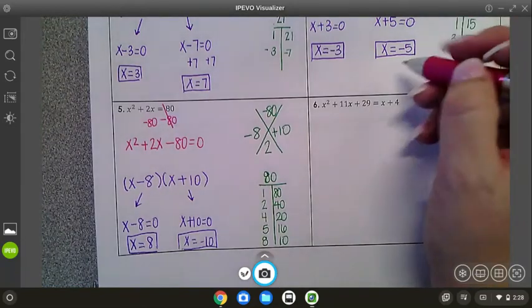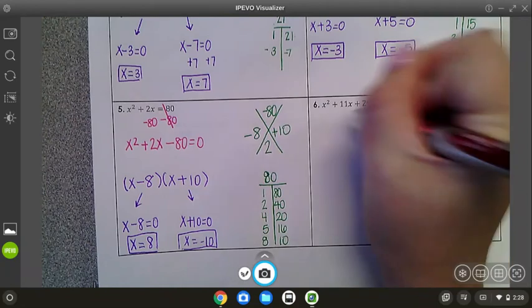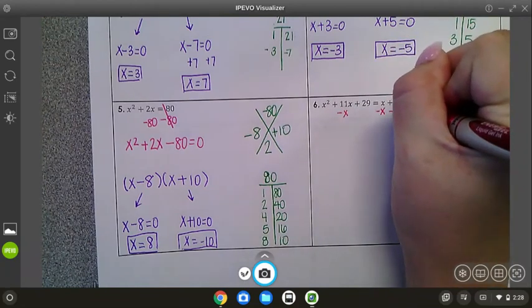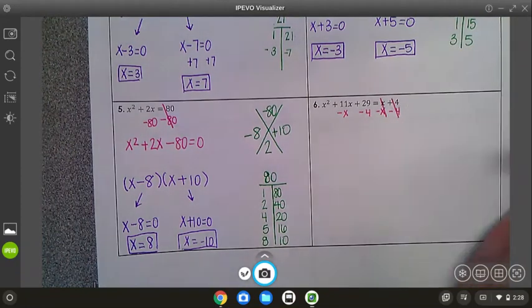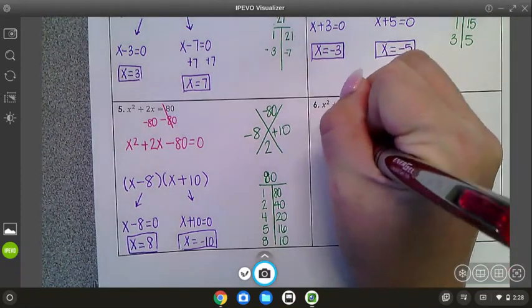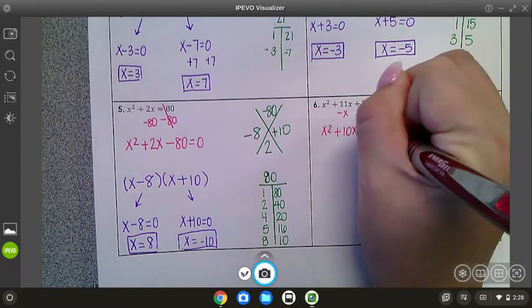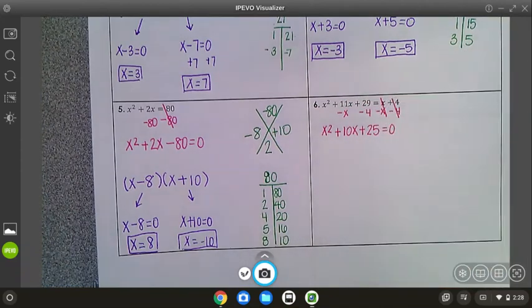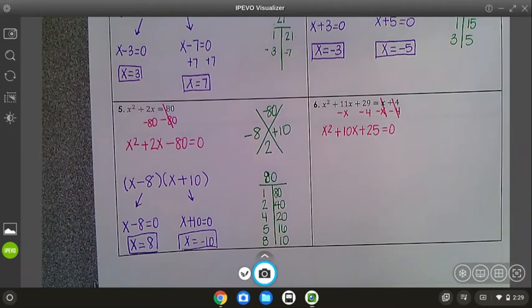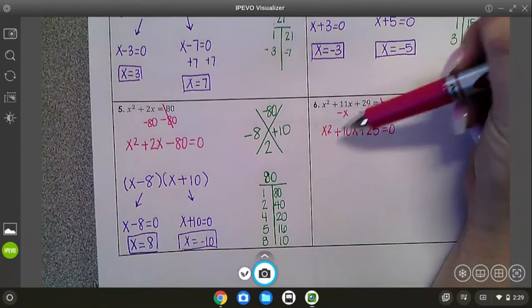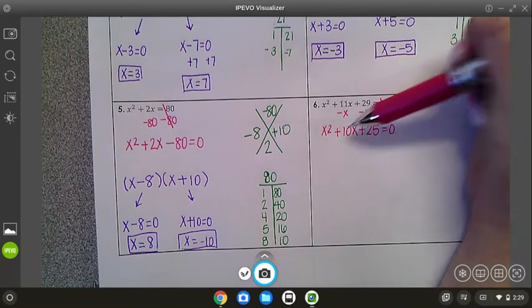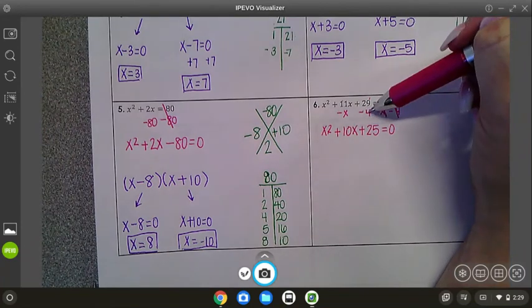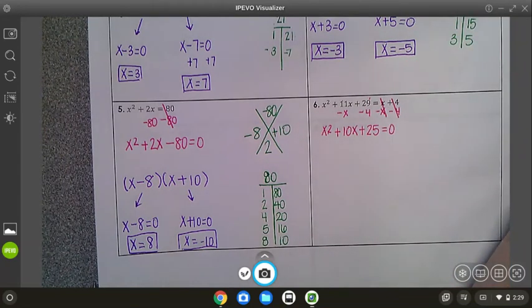Number 6, it's not set equal to 0, so we need to subtract x from both sides, and we need to subtract 4 from both sides. So we get x squared. 11x minus x is 10x. And 29 minus 4 is 25.